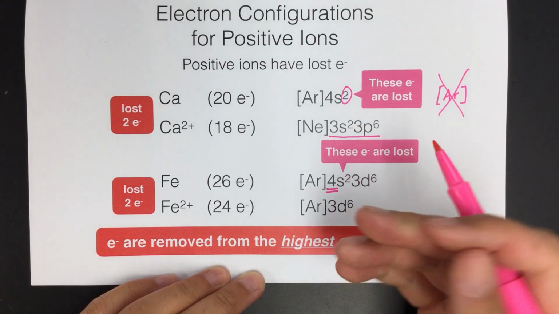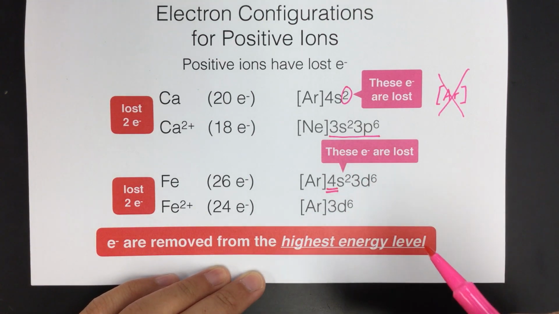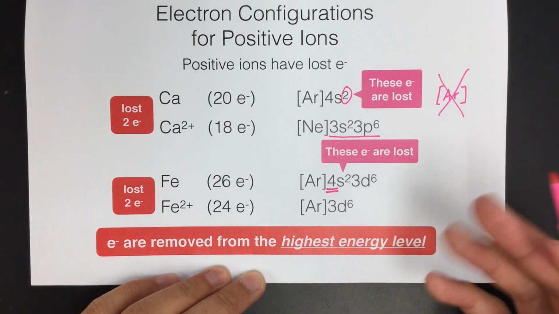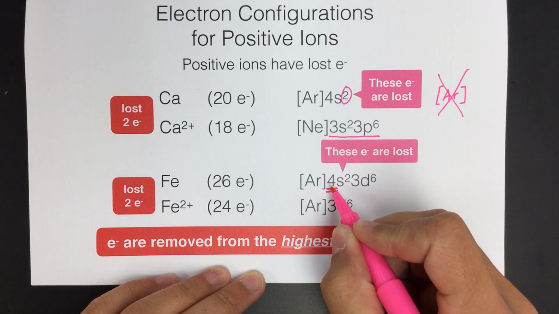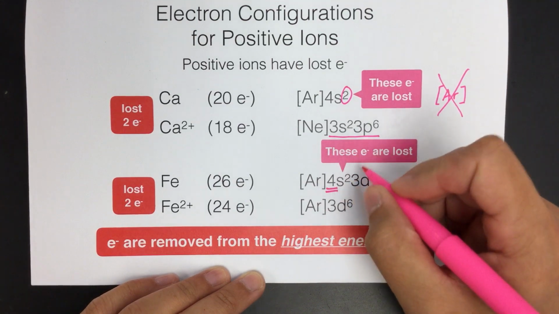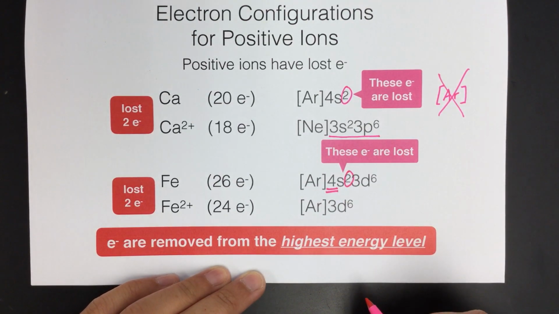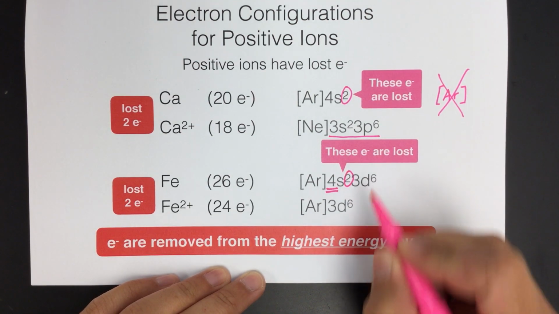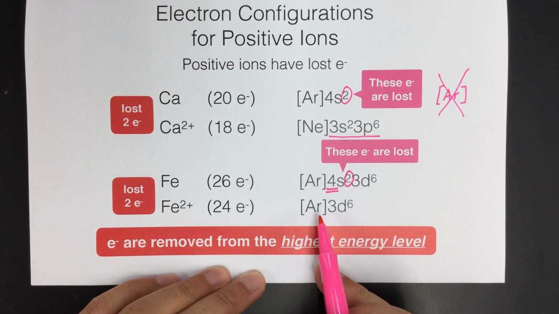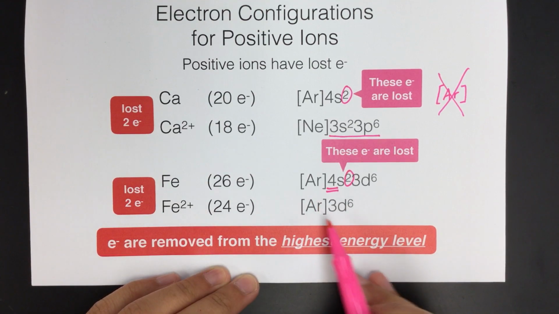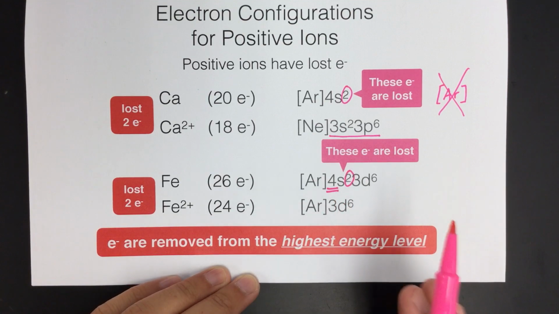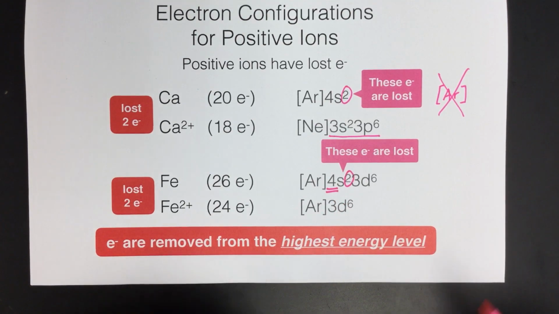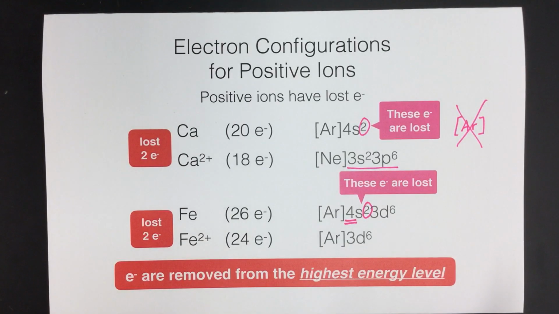And so when we go to remove electrons, whether that's 1 electron or 2 electrons or any number of electrons, we need to first go for the highest energy level. So it's actually these electrons that are going to be pulled. Okay, so we're going to remove those 2 electrons, and then that just leaves us with 3d6. So the final configuration for the iron 2+ ion is argon in brackets 3d6, with the 4s2 missing. Those were the ones that were removed. So it can be a little bit tricky for positive ions.